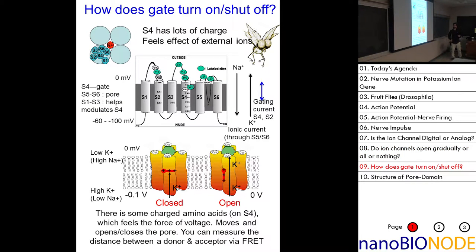Okay, now the question is, so there is some gate associated with turning on and turning off. What is that gate? And we know that this gate is a function of the voltage. Why do we know that? How is it a function of the voltage?